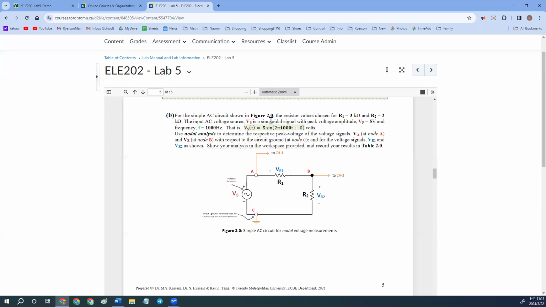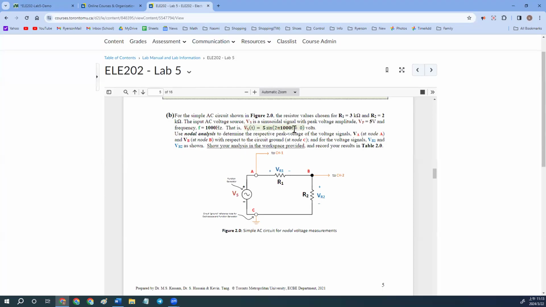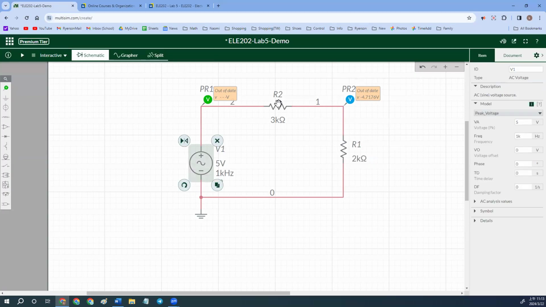Are we going to change anything? So it's 5. So our amplitude is still 5 volts. So 5 volt, 1000. So it's the same things. We don't have to change anything. When you look into the sine functions, it says 5 sine 2 pi 1000 t. This is your frequency here, and this is your amplitude. All right. So everything's good.